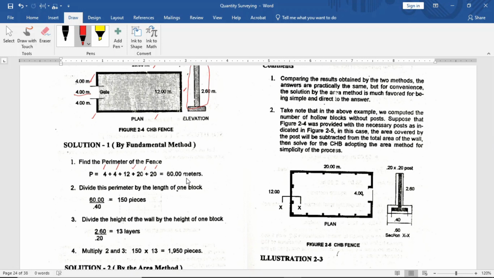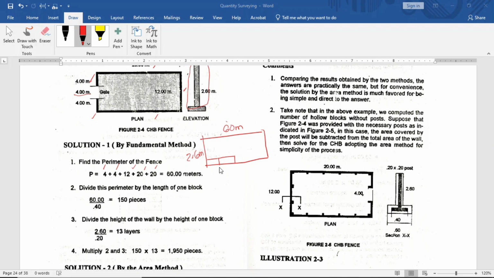Yun yung perimeter natin, 60 meters. So, divide the perimeter by the length of one block. Simplified na to, isang buong wall, parang in-expand mo lang. So, 60 meters to. Tapos, yung height daw is 2.6 meters. Ito parang in-expand ko na to, tinanggal ko yung mga column. So, 60 meters divided by 0.4.